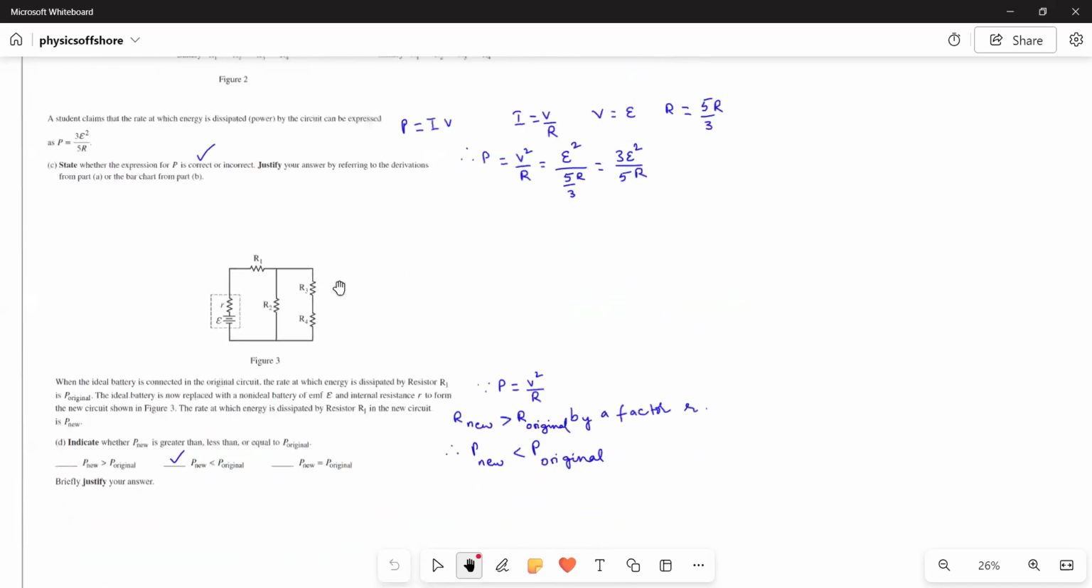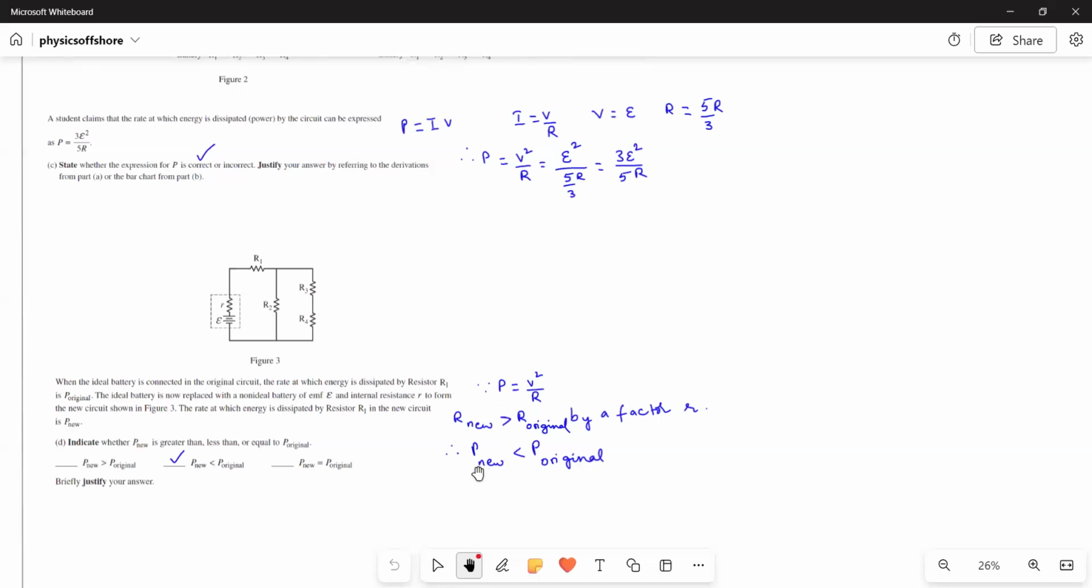Next, in the circuit, the battery is replaced by a non-ideal battery. For an ideal battery, the internal resistance is equal to 0 or negligible. But for a non-ideal battery, the internal resistance is effective. So he replaced an ideal battery with a non-ideal battery. Therefore, the resistance of the circuit becomes more. Compared to the original resistance, now the resistance will be more by a factor R. We know power is equal to V square over R. When R is more, then what happens to the power? The power decreases. Am I right?